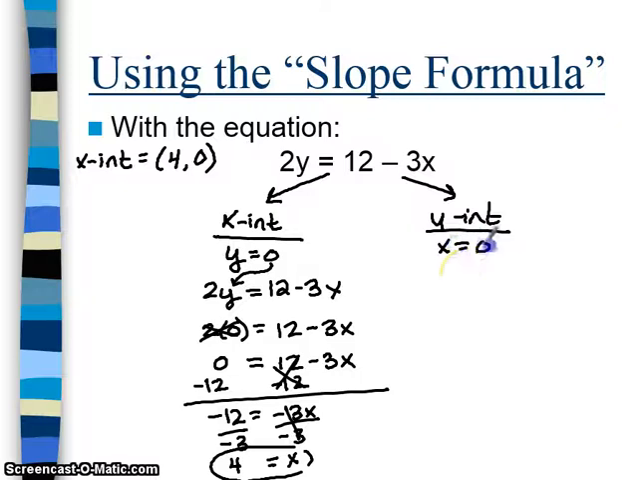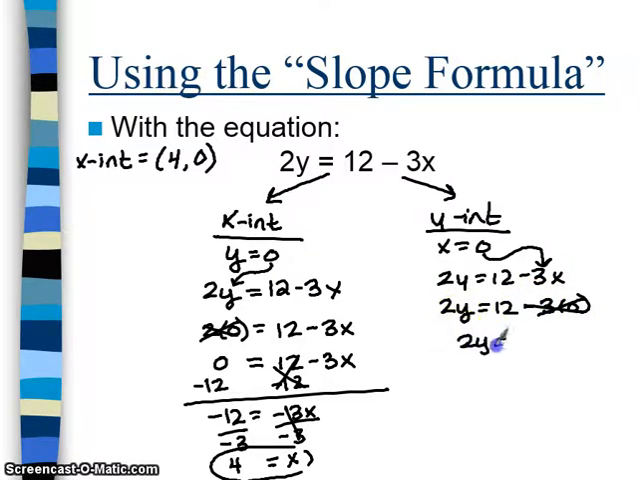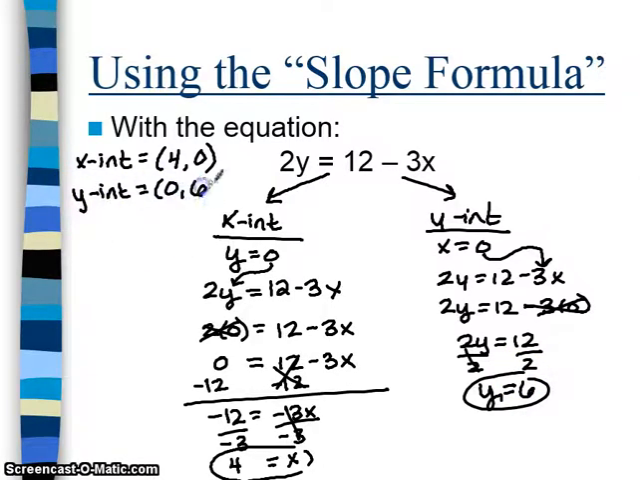For the y-intercept, we know that x is 0, so I'll take my equation and I will substitute 0 for x in order to find the y-intercept. So I have 2y equals 12 minus 3 times 0. Minus 3 times 0 is 0, so I have 2y equals 12. One-step equation, divide each side by 2, I get y equals 6. So that means that the y-intercept is the point 0, 6.